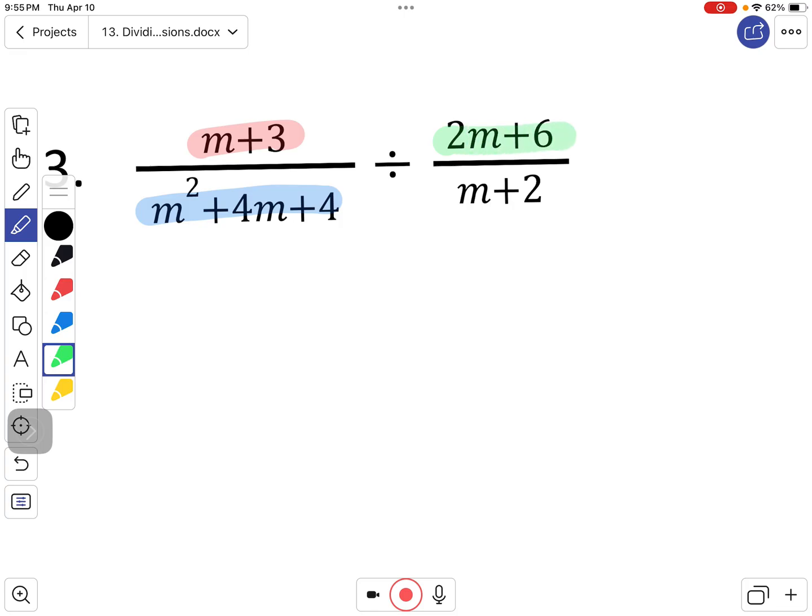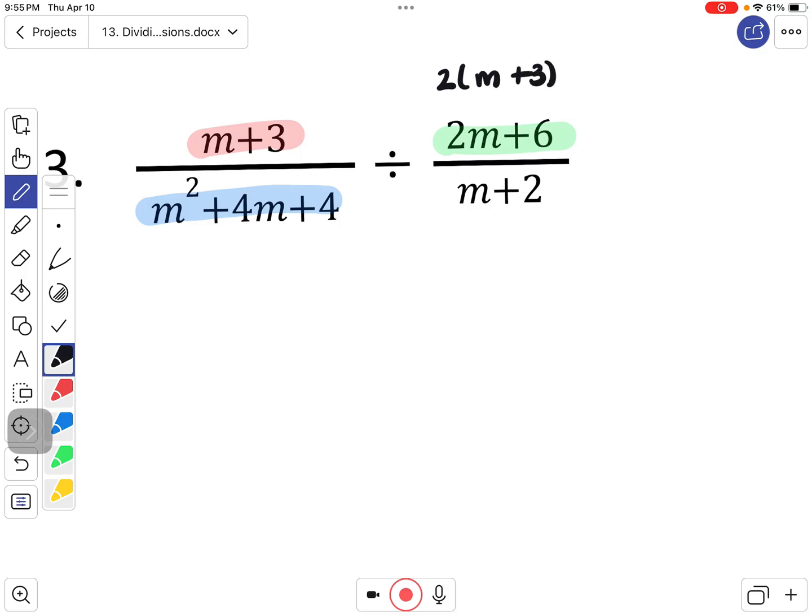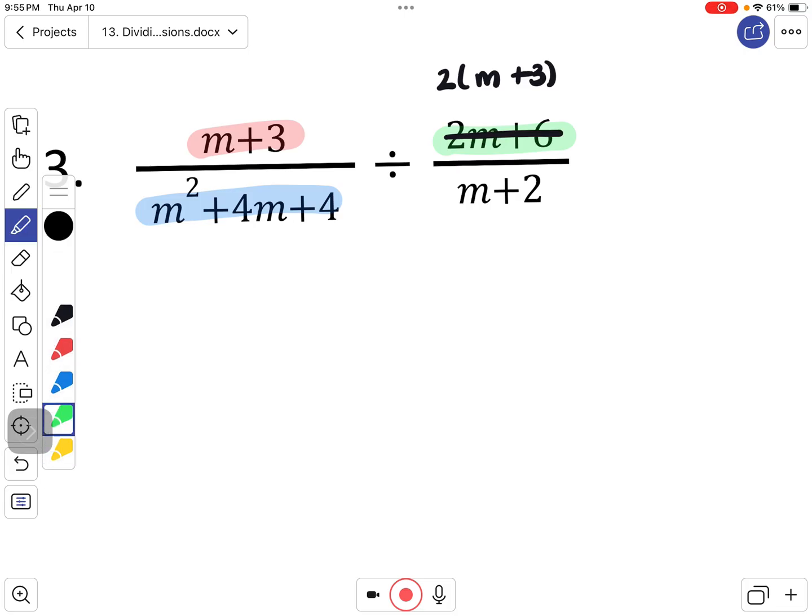This one, 2m plus 6, has a greatest common factor in it. A 2 and a 6 both have a 2, so I'm going to divide them both by 2, and I'm going to put that 2 on the outside. 2m divided by 2 is just m. 6 divided by 2 is going to be 3, so I'm no longer going to use that, and instead I'm going to use this m plus 3. And then finally on the bottom I have m plus 2. That's just going to stay the same. I don't have a greatest common factor.